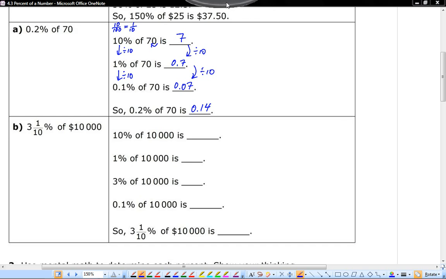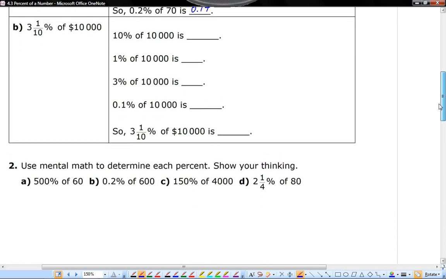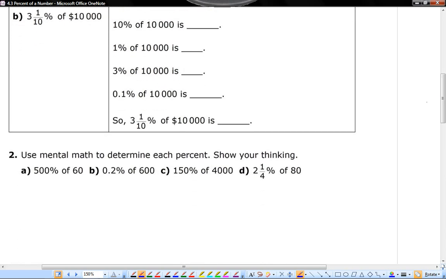But again, I did this all just using mental math. And I did it all without getting mental. So, if you know what I mean.